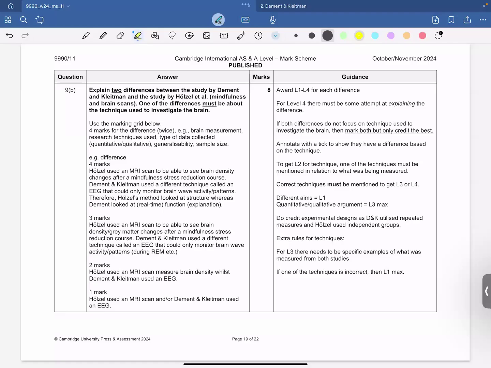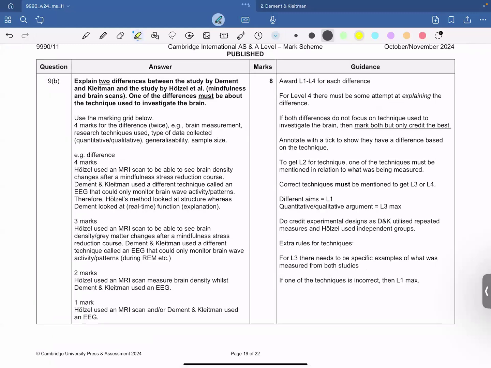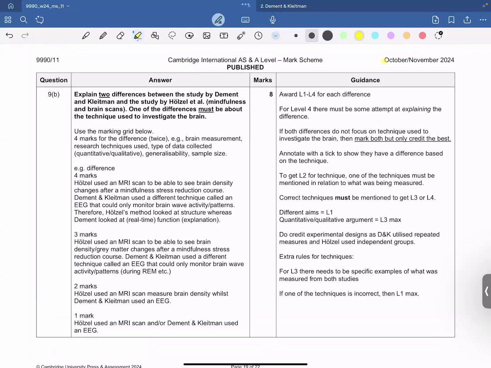Hello, everyone. Let's discuss this question from October-November 2024, variant 1-1. This is question number 9B. This is an 8-mark question, and today we're going to look at an 8-mark question comparing two core studies.